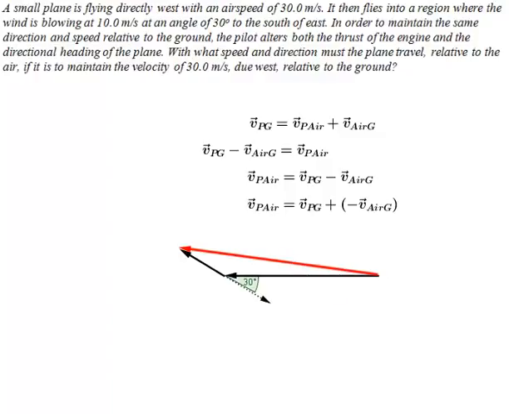So we can put in some notation here. So velocity of the plane relative to the air, velocity of the plane relative to the ground, and that's the negative of the velocity of the air relative to the ground. So that's the negative of this. And so we add these two vectors, and we get this.